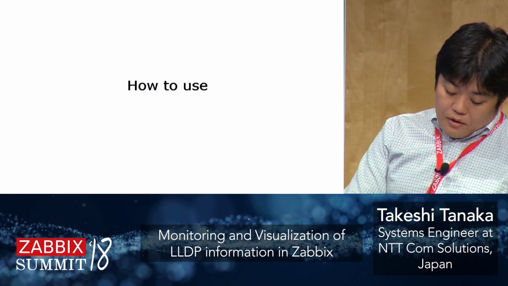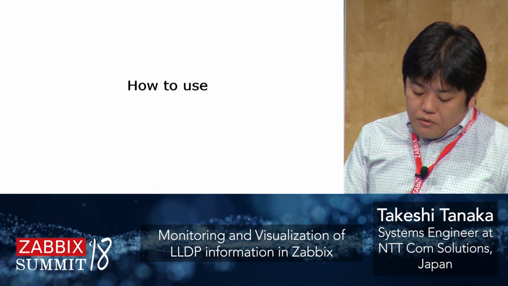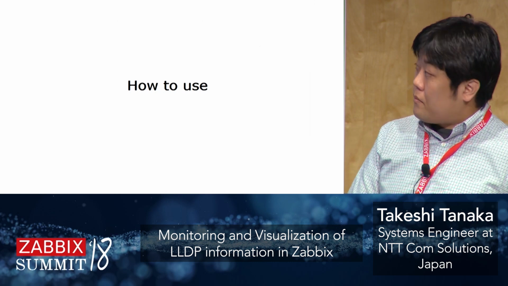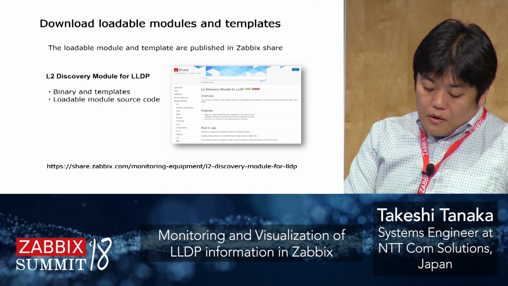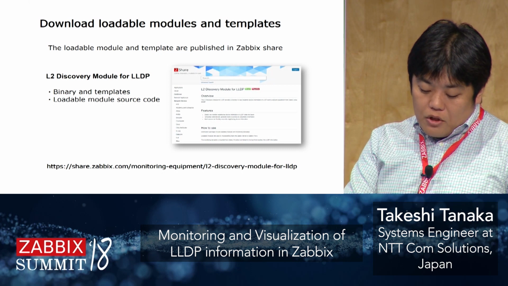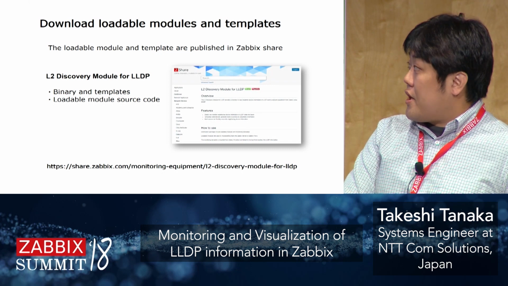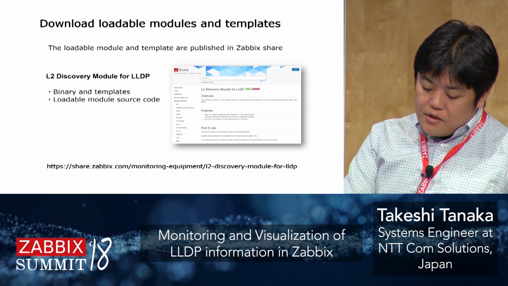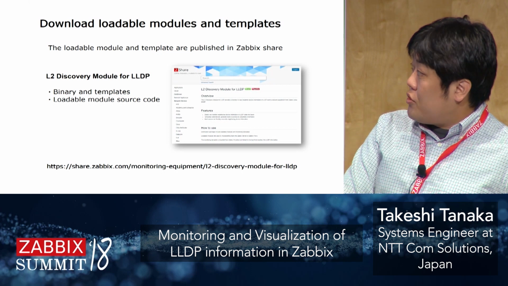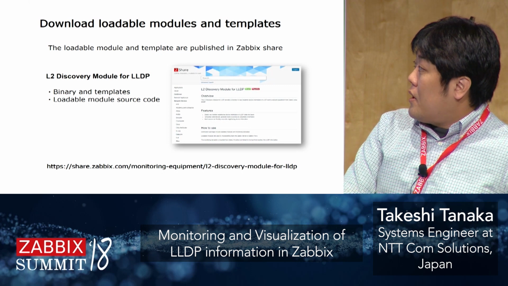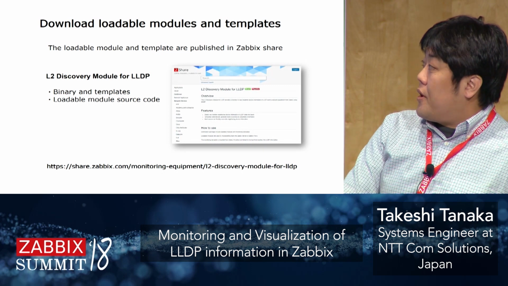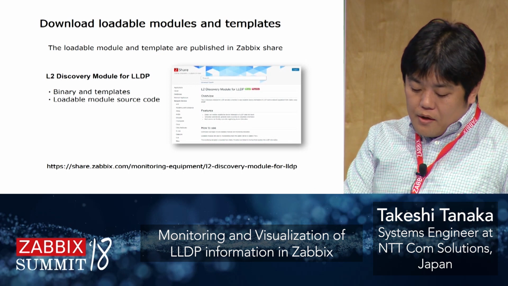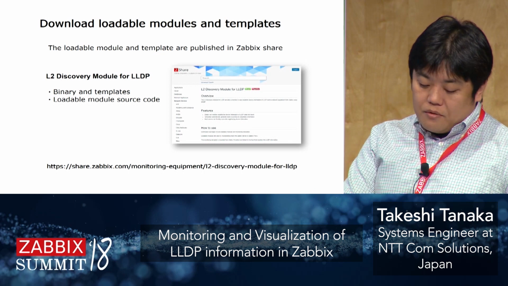How to use? The license of the main part of this function is GPLv2. We are publishing the loadable module and template on Zabbix Share. It is registered under the name of L2 Discovery Module for LLDP, and includes binary, templates, and source code. If you are interested, please try it.